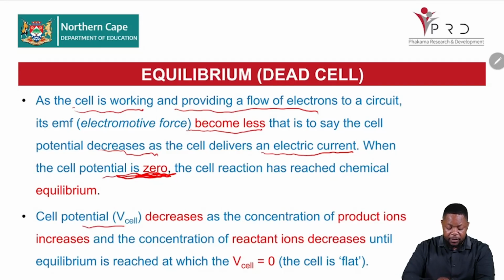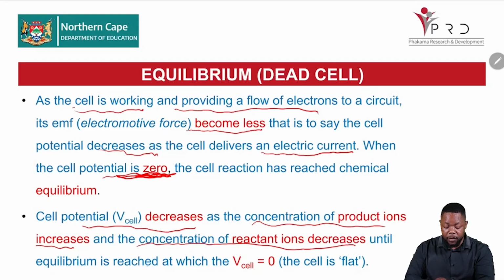The cell potential decreases as the concentration of the product ions increases. The product ions increase, and then the cell potential decreases because of that. The concentration of the reactant ions decreases up until equilibrium is reached, and that is where the cell potential is zero, and then we say that the cell is flat or dead.